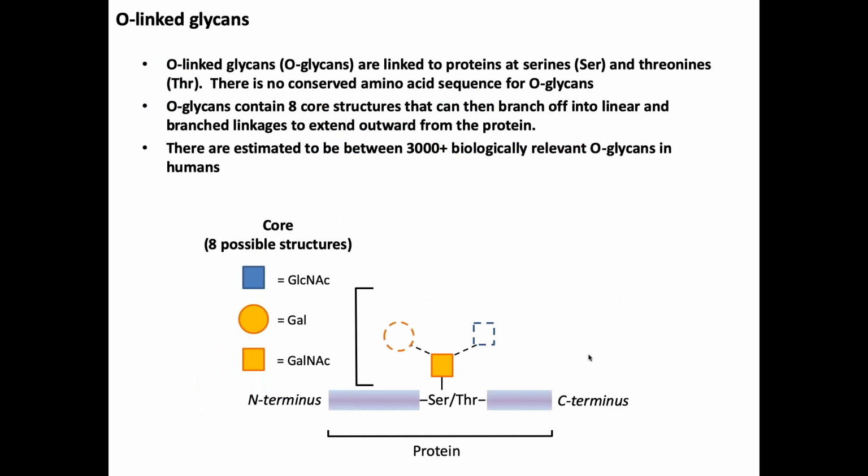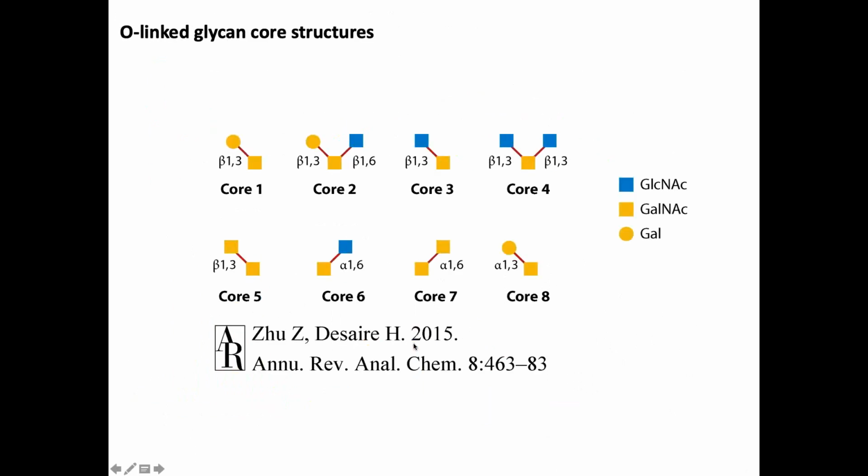There are 8 basic cores that can branch off into linear chains and other types of things. Again, that's the number of structures within these 3,000 plus glycan structures, which includes the N-linked glycans, based on the Cummings review. If we look from the N-terminus of the protein through the serine or threonine to the C-terminus, you've got a GalNAc, and then all of the different core structures can come off of that. These are the 8 structures from a 2015 review article from Heather Desaire's group, core 1 through core 8, and just the different variety that you can get.